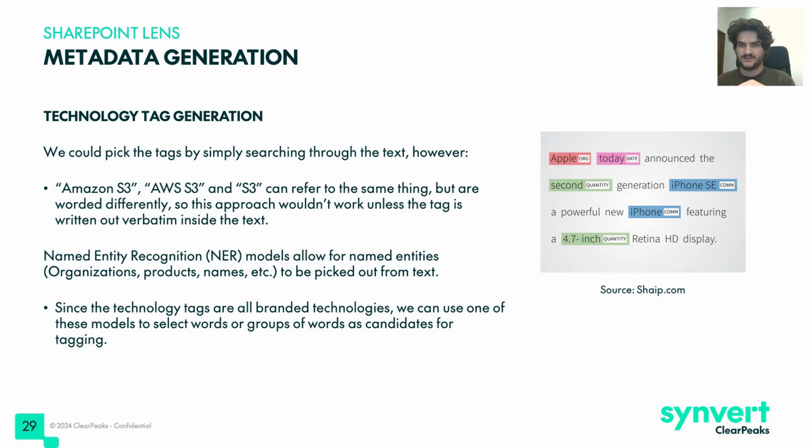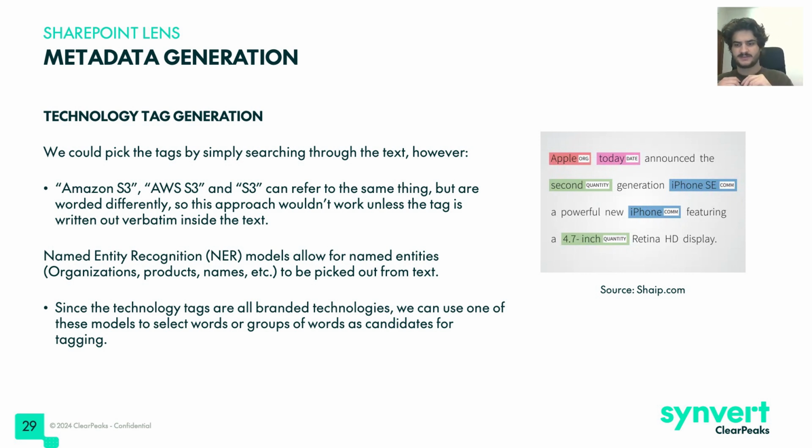So to mitigate this, we make use of named entity recognition models, which, as you can see in this example, are models that specialize in detecting named entities. For example, here it detects Apple as an organization, today as a date, the iPhone SE as a product, and so on. And so what we do is we scan the text for named entities that are either technologies or corporations or anything that's a branded name. And then we take those as candidates for tags. We then compare those candidates with the real tags, with the similarity metric that I mentioned earlier. And if they are very similar, we then choose that tag as a final tag for the tagging.